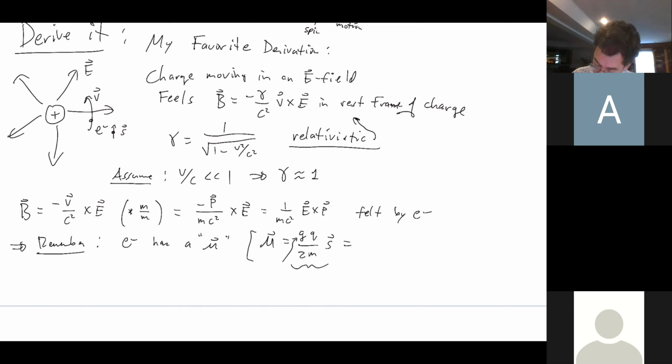This is a formula for any charged particle. It works for the proton too. What's the g factor for the proton? Does anybody know?